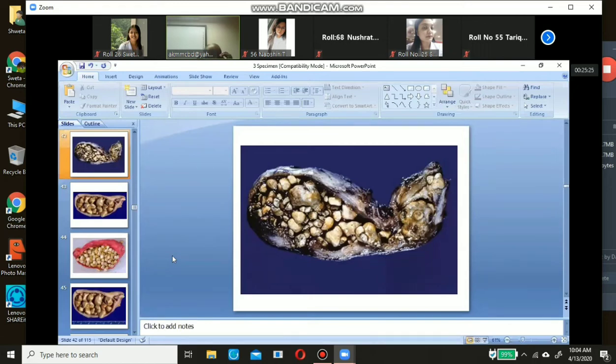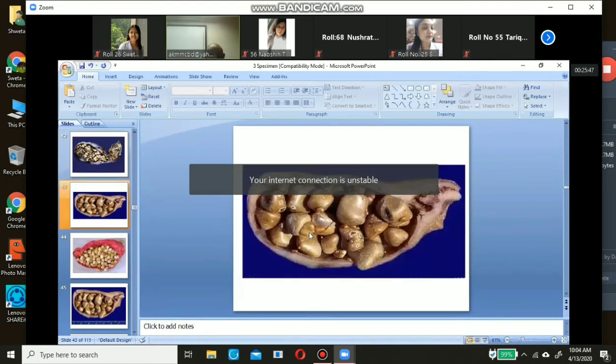In this case, we cannot see any pus. We can only say that this is a case of multiple gallbladder stones. The same thing, case of multiple gallbladder stones.